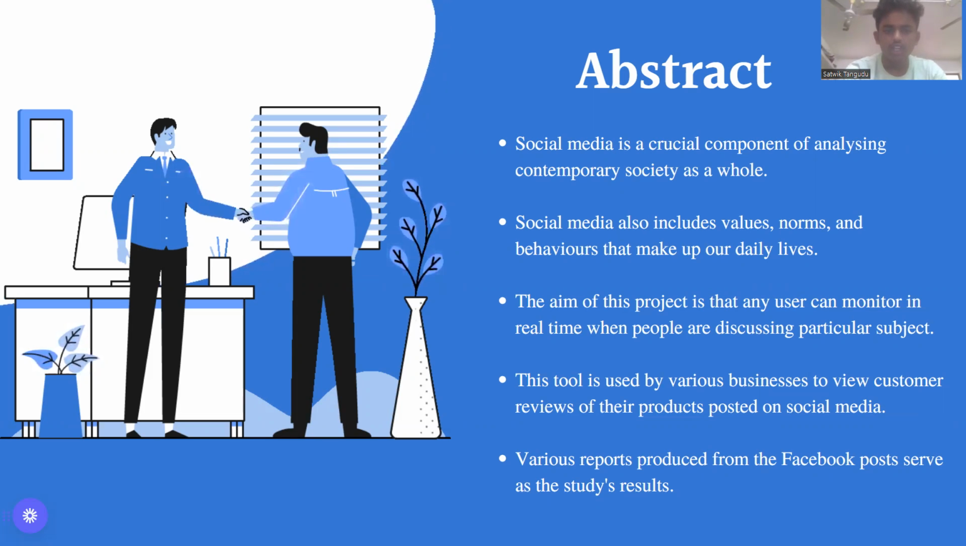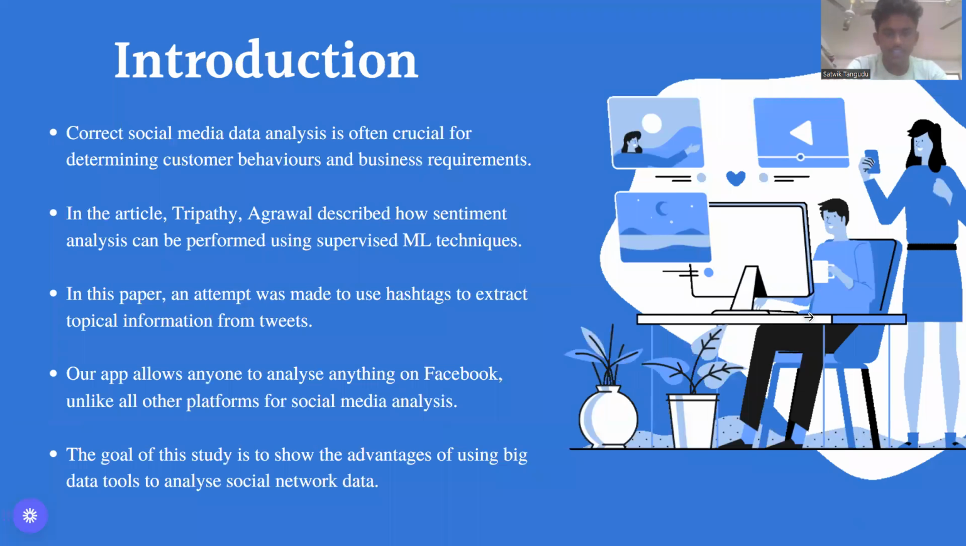The outcomes of this research consist of various reports derived from the Facebook posts and the statistics, which are clustered according to the user-defined taxonomy criteria. This project also has the advantage of allowing any user to track when people are discussing a topic in real time. So this is a brief explanation of the abstract. Now we can continue with the introduction.